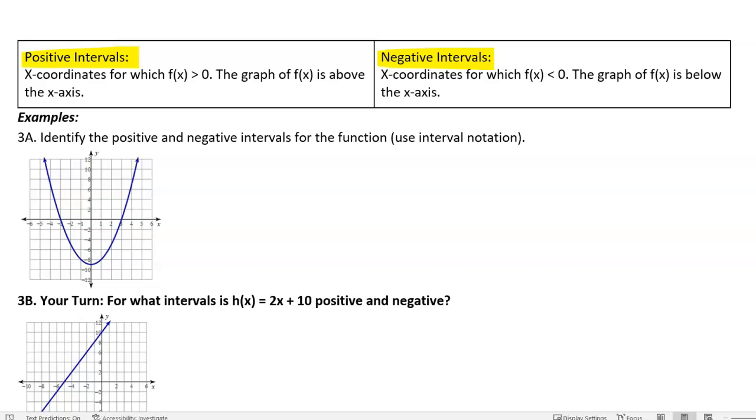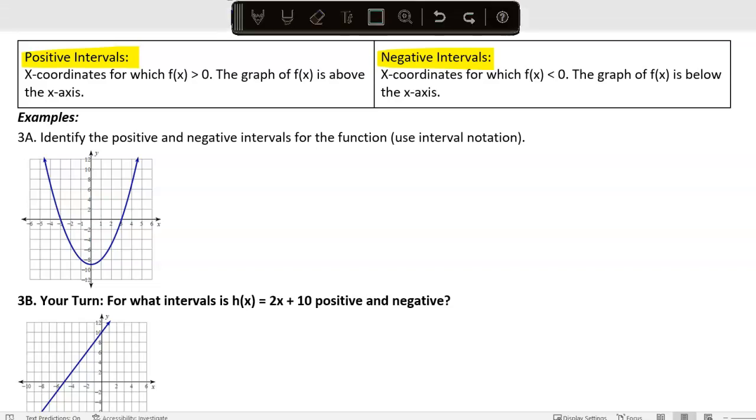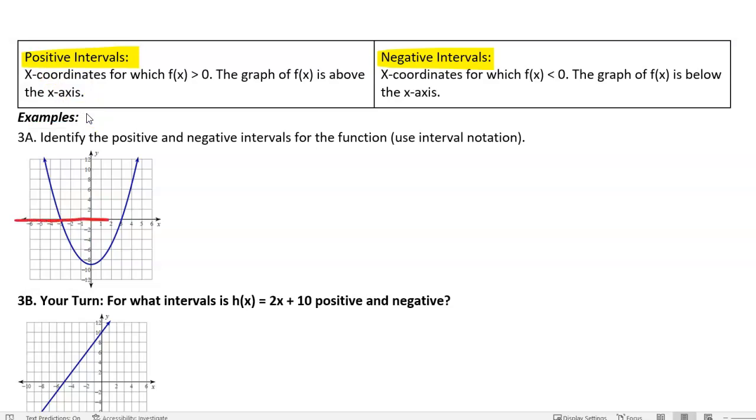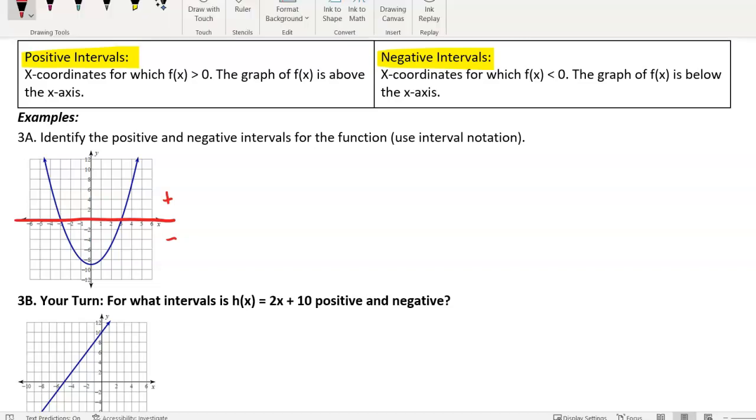So here's the best way I can describe this. The best way to approach this would be to draw a horizontal line on the x-axis, and above it I want you to write plus, and below it I want you to write negative. That's just going to give you a visual reminder of where the graph is positive and where the graph is negative. So we're going to identify where this graph is positive and where it is negative.